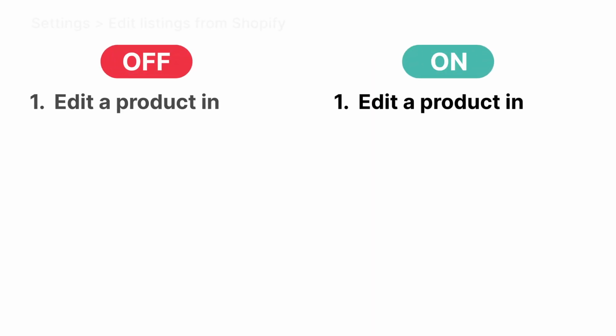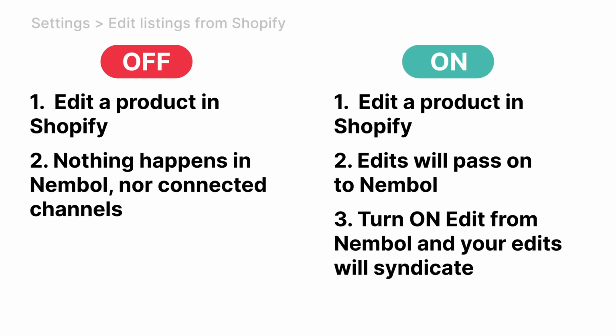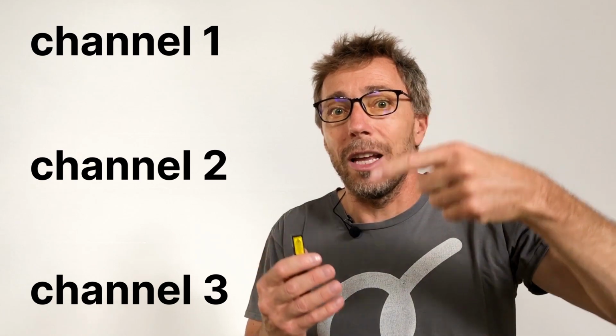We've seen how you can edit in Shopify, or how you can have your listings, your products edited in Shopify, and how you can set Nembol to import, to be aware of this edit, and also how you can set Nembol to share these edits throughout all your connected channels. There's two switches. One switch is, yes, please Nembol, let these edits come into my Nembol account, my Nembol list of products. And there's another switch which says, yes, please Nembol, share these edits on this channel, also on this other channel, also on this third channel, and so on.